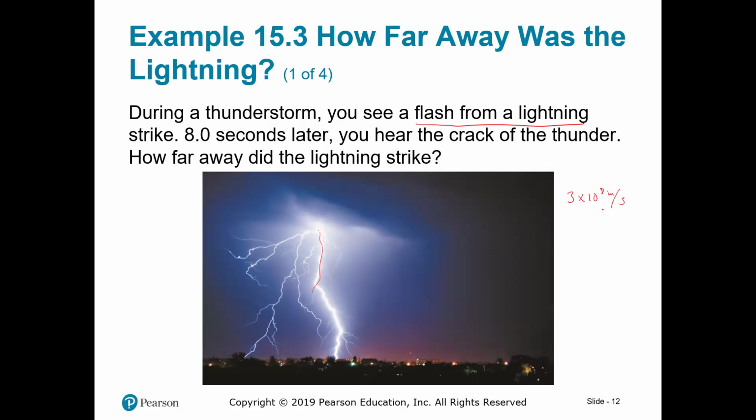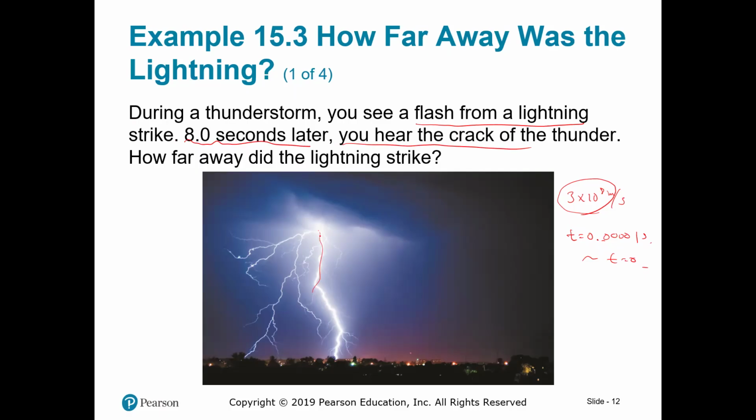So that means in 1 second it traveled this much distance. So you see the light almost immediately. So whenever you see this light, you can basically assume t equals 0, because you see it almost immediately, or 0.00001 second. So it's a 0, right? But 8 seconds later, you hear the crack of the thunder.